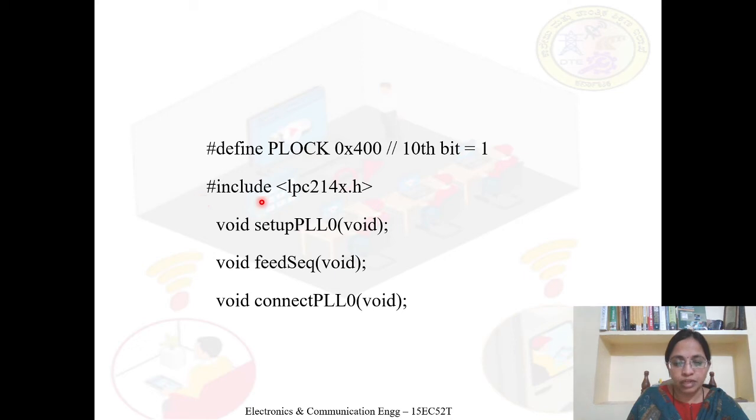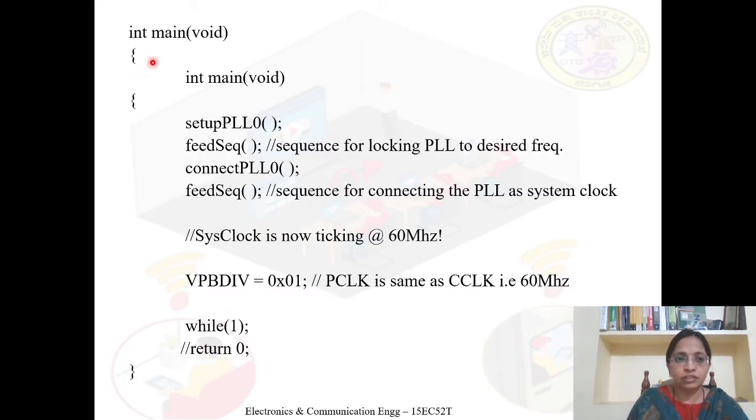After this header file line, we are declaring the functions that we will be using in the program. Here we are using 3 functions. The first one is the setup PLL function, the next function is the feed sequence function, and the next function is the connect PLL function. These three functions are declared, and after that the main function is started.